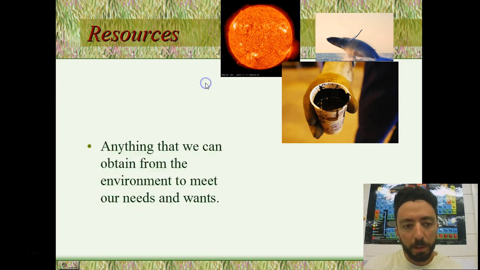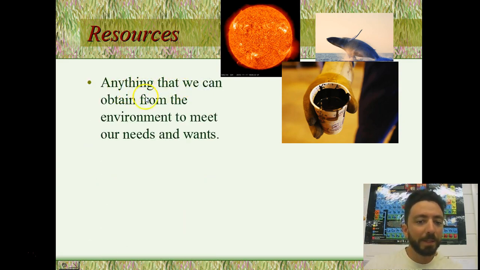Speaking of resources, they are anything that we can obtain from the environment to meet our needs and wants. And so the three examples I picked up here were the sun, whales, and this would of course be crude oil. Some really nice gunk there.